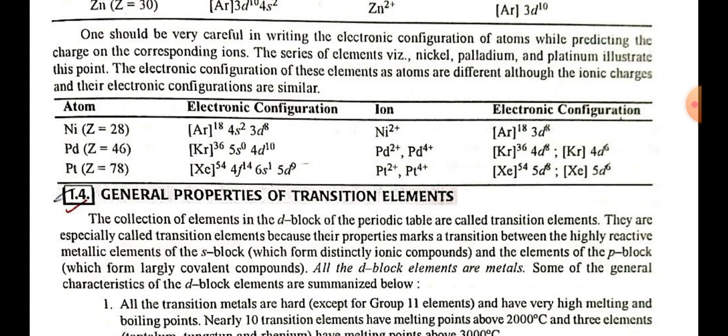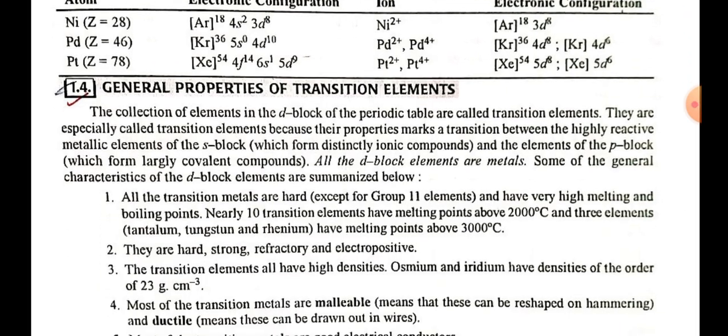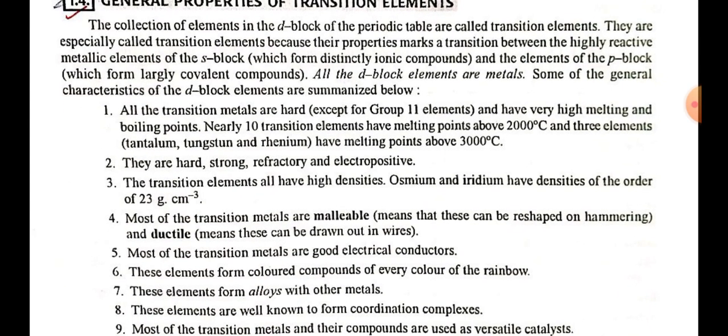Collections of elements in the d block are called transition elements. They are especially called transition elements because their properties mark a transition between the highly reactive metallic elements of the s block, which form distinctly ionic compounds, and the elements of the p block, which form largely covalent compounds. All the d block elements are metals. Some of the general characteristics of d block elements are summarized.